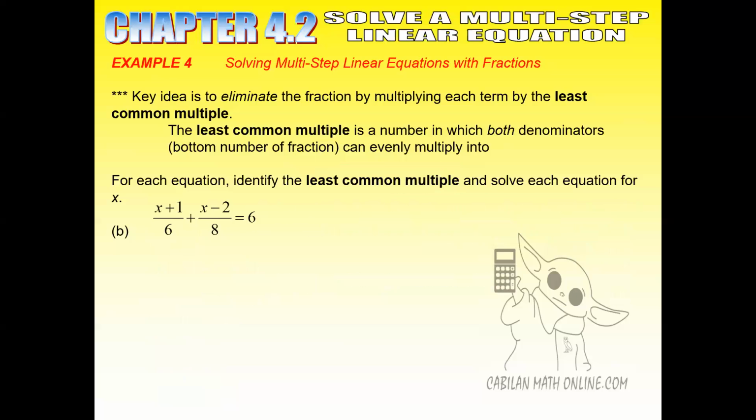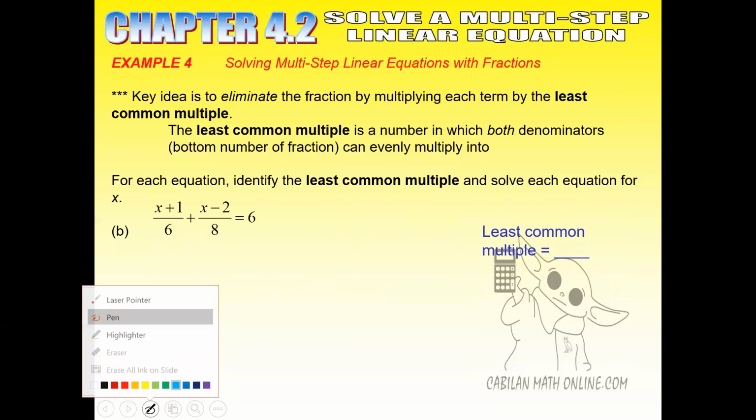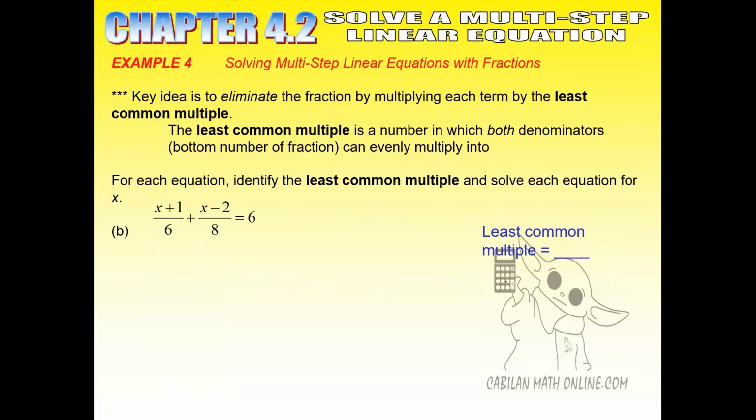However, in this case, we have a slight problem. We have 6 and 8. So for the least common multiple here, what I want to do on the right side is look at both of these numbers and see the lowest number they have in common. So let's start off with 6.